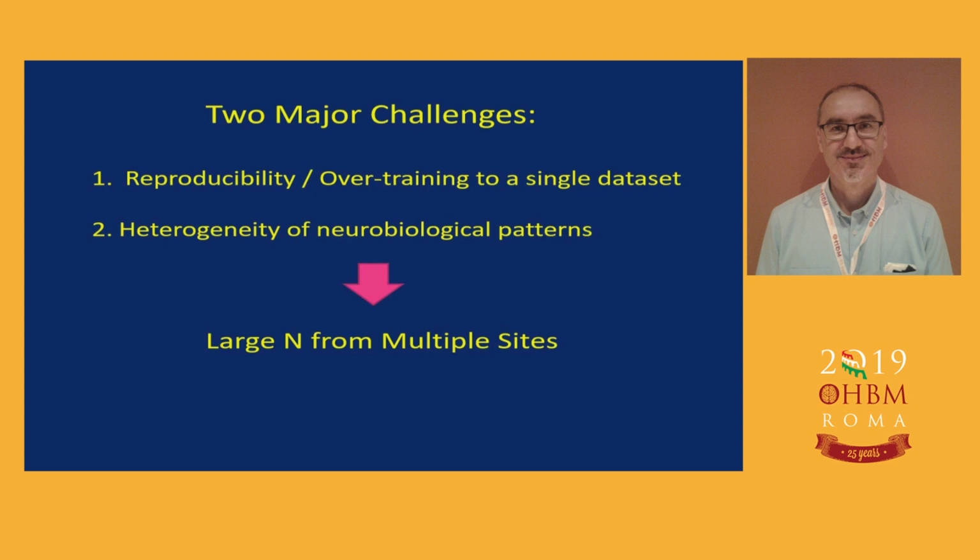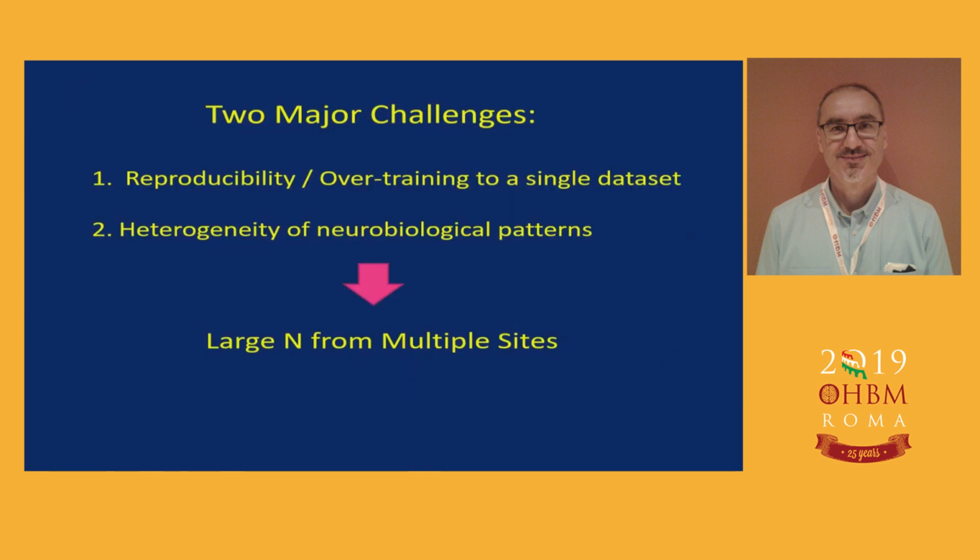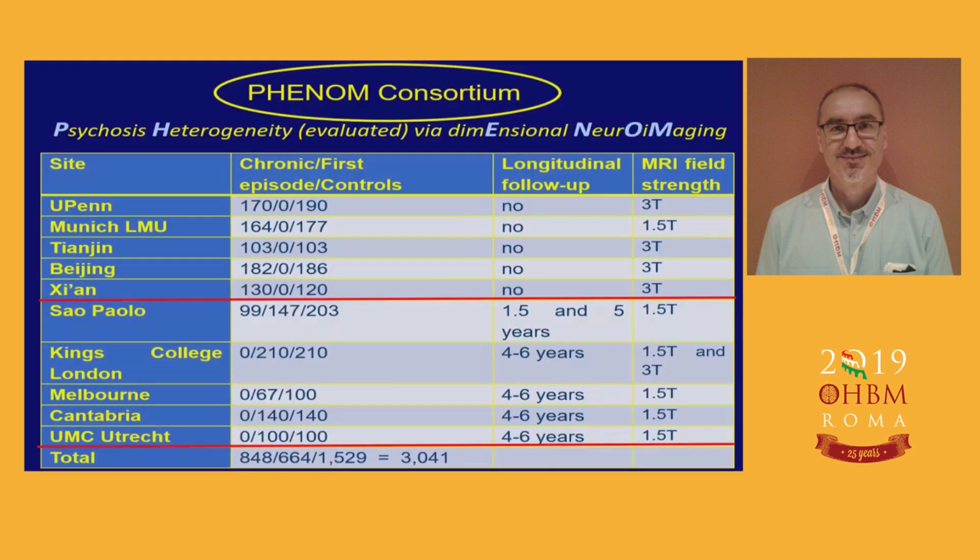One is reproducibility. Machine learning methods tend to overtrain in a particular data set, and they don't reproduce well in another one. And heterogeneity, which implies that if I go back, I showed you that there was an imaging signature of schizophrenia. Now we know, and I will show you some results, that there are two imaging signatures of schizophrenia. So it's a mistake to actually try to find the one signature if there are potentially multiple.